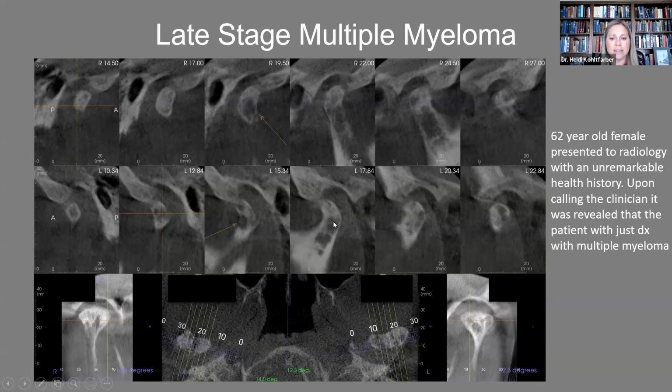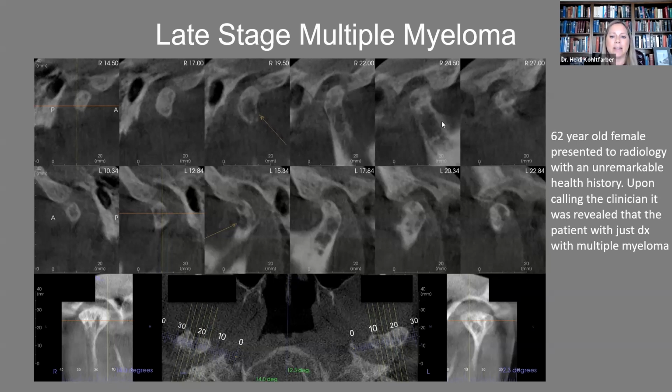This does not look like normal joint disease. And so with that, of course, we're going to call the clinician and say, hey, this patient doesn't happen to have multiple myeloma, does she? And it came back, oh yeah, we forgot to tell you. She has late stage multiple myeloma.